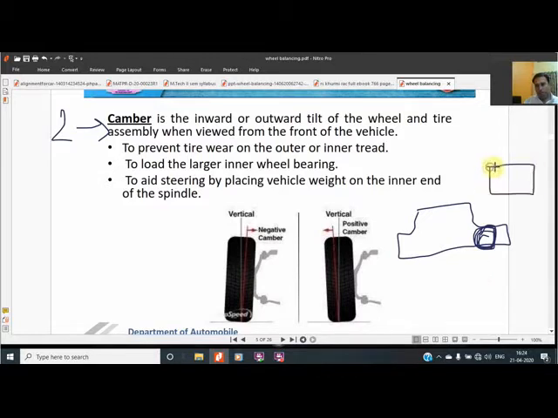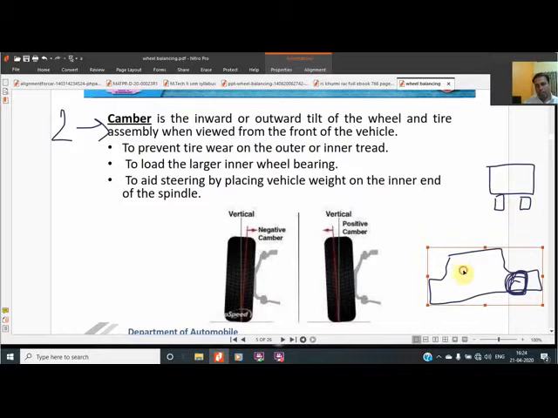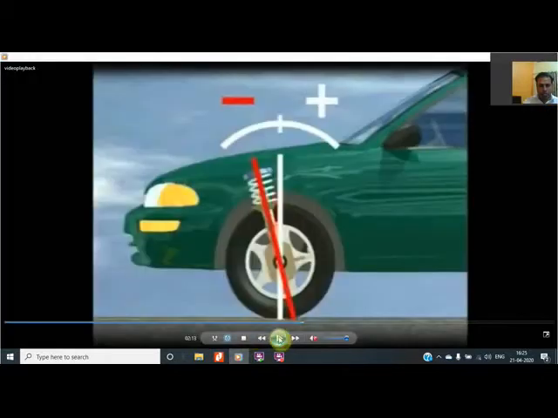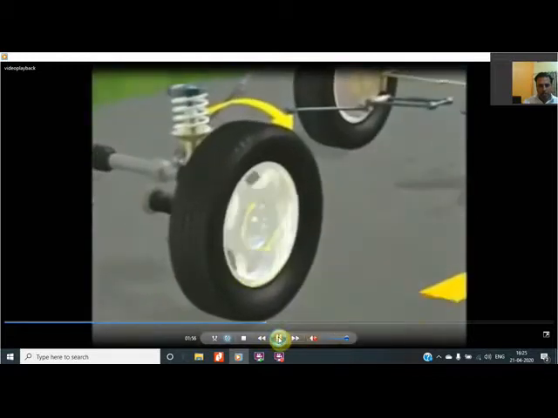Means from the front side we have to see the vehicle, and if these are the two front wheels, we can see them when we are standing in the front side. We can't see it from the side, because for caster we stand at the sides, and for camber we have to stand in the front. Camber means the angle at which the wheel is tilted towards the inward or outward direction. If it is inward, towards the vehicle, then it is negative, and if it is outward, then it is positive. This can be shown to you by video for the camber angle itself.